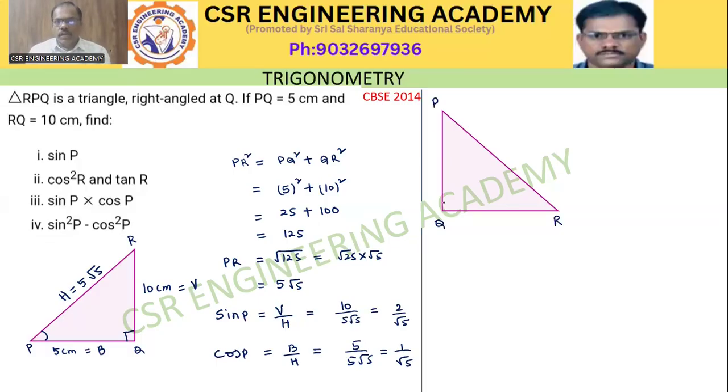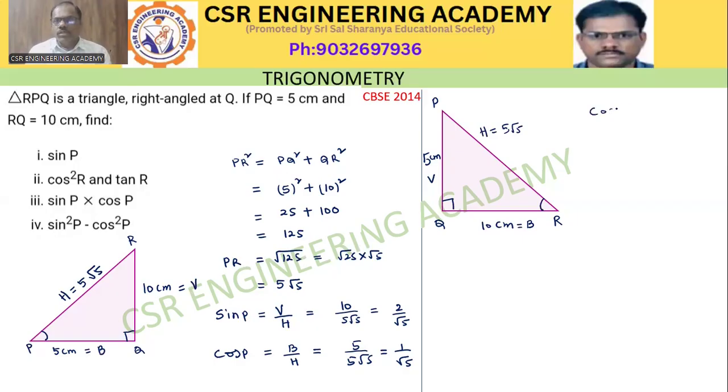RQP, right angle at Q. PQ is equal to 5 centimeters. QR is equal to 10 centimeter. For angle R, QR is equal to 10 centimeter is equal to base. PQ is equal to 5 centimeter is equal to vertical side. PR is equal to hypotenuse, that is equal to 5 root 5.